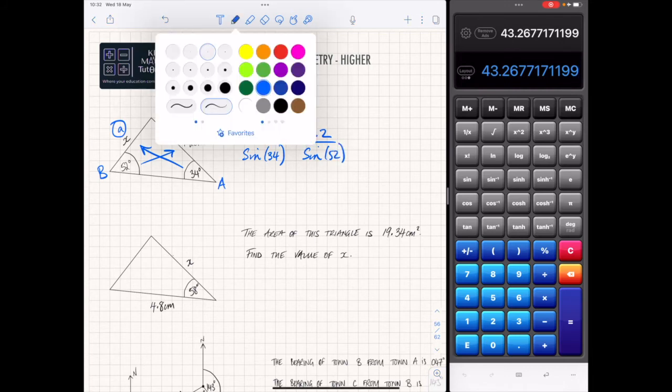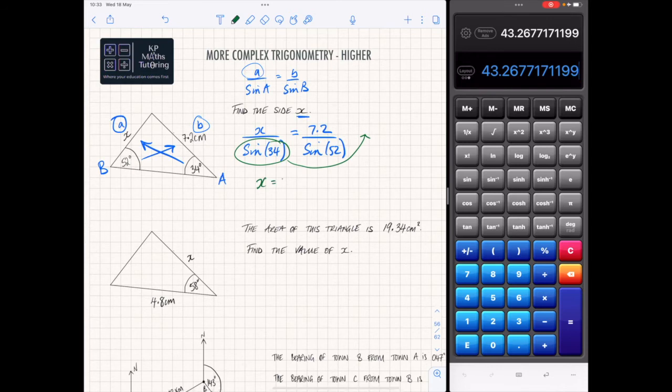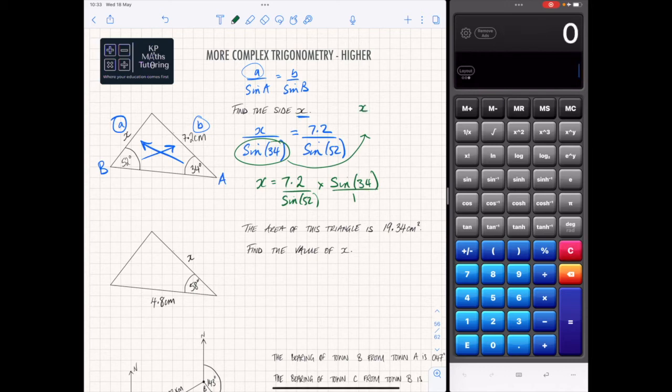And again, going back to what we did in the last one, I'm taking this over here and I will be multiplying that. So x is equal to 7.2 over sin 52 multiplied by sin 34. And remember, because that is a fraction and you're multiplying this by a fraction, you can put it over 1, which means you're effectively only multiplying the top by 7.2 and the bottom will stay as sin 52.